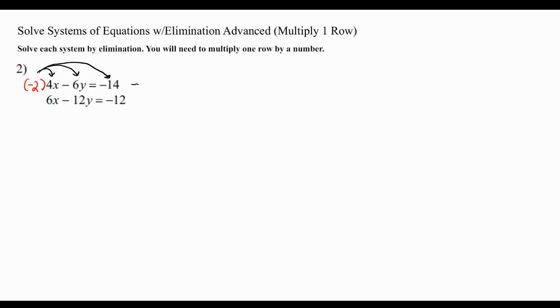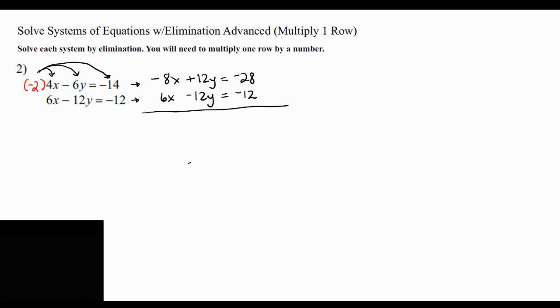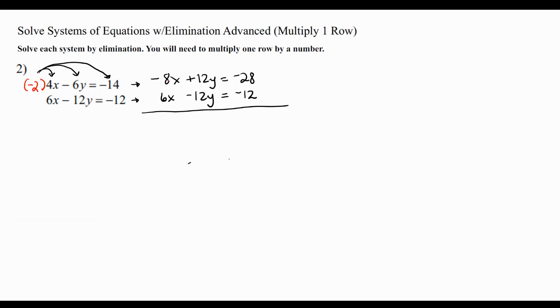So that would give us -8x plus 12y, which is what we wanted, is equal to -28. And I'm just going to slide this one underneath. Oops, sorry about that. 6x minus 12y equals -12. And then I'm going to do old-fashioned add and subtract, think up and down, right? So 6x's minus 8x's is -2x's. 12y's minus 12y cancels, so we've eliminated the y's, bring down equal.